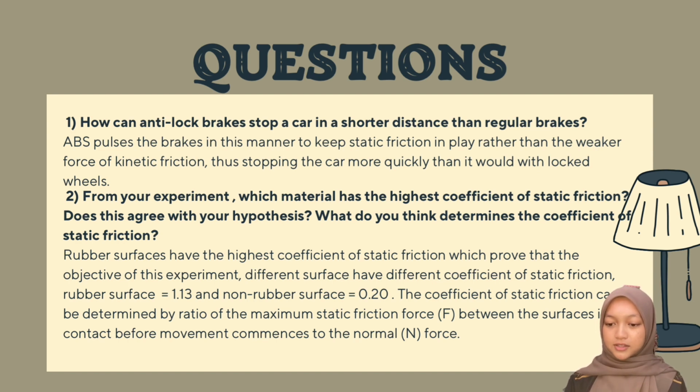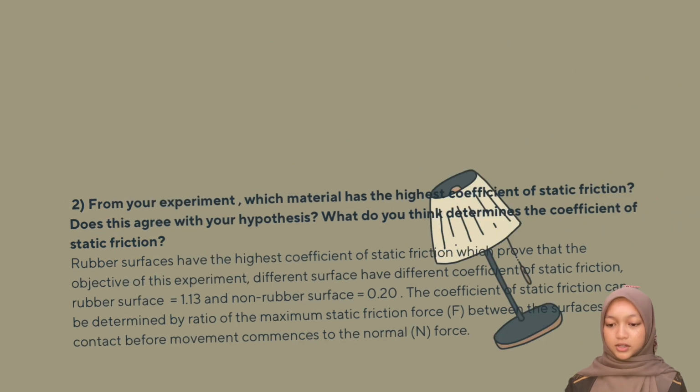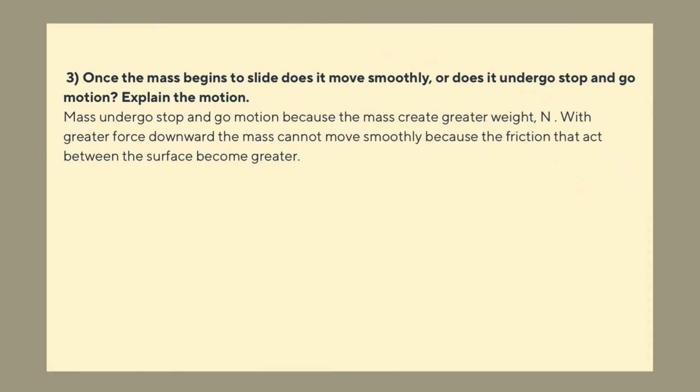The coefficient of static friction can be determined by the ratio of the maximum static friction force between the surfaces in contact before movement commences to the normal force. Next, for question 3, once the mass begins to slide, does it move smoothly or does it undergo stop and go motion? Explain the motion. So the answer is, the mass undergoes stop and go motion because the mass creates greater weight. With greater force downward, the mass cannot move smoothly because the friction that acts between the surfaces becomes greater.